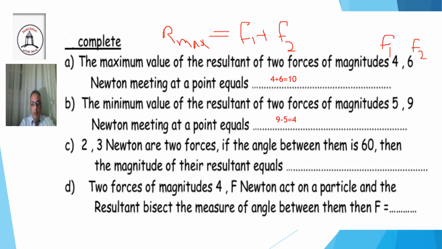2 and 3 Newton are two forces. If the angle between them is 60, then find the magnitude of the resultant. Simple. Our rule is F1 square plus F2 square plus 2 F1 F2 cosine 60. Cosine 60 is a half, so you can cancel the 2. The result will be root 19 Newton.